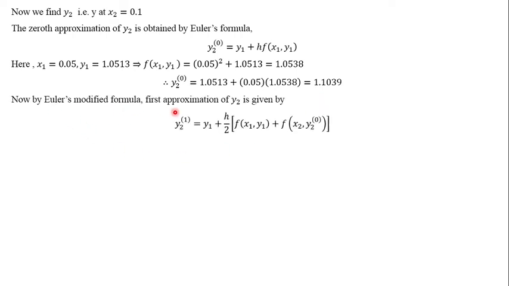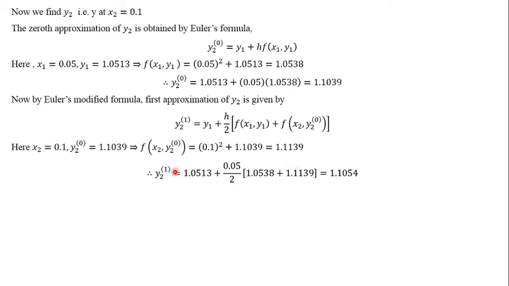By Euler's modified formula, the first approximation of y2 is denoted by y2 first approximation and it is equal to y1 plus h by 2 in bracket f at x1 y1 plus f at x2 and the zeroth approximation of y2. We have already computed f of x1 y1. So here we have to compute f at x2 and the zeroth approximation of y2. So this value is 1.1139. So put this value here.